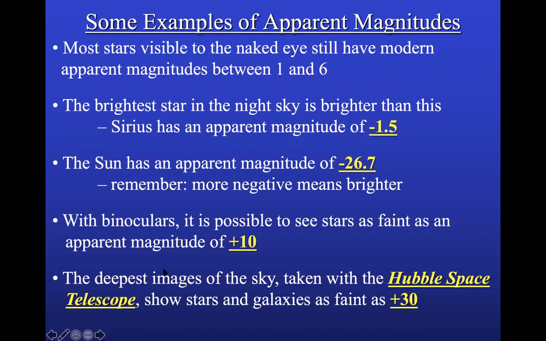Now, to give you an idea of how deep we are looking, the deepest image of the sky taken with the Hubble Space Telescope shows stars and galaxies as faint as plus 30. You can see how the technology has developed. With the Hubble Space Telescope, you can look at objects as faint as plus 30, right? This is very faint, and you can't even think about looking at it with a smaller telescope or with your naked eye.